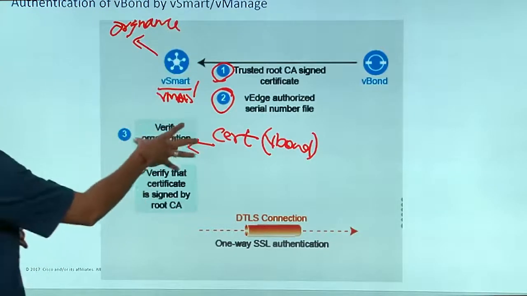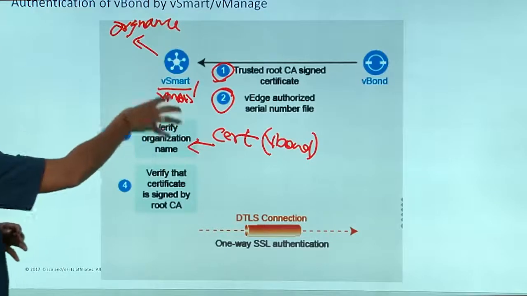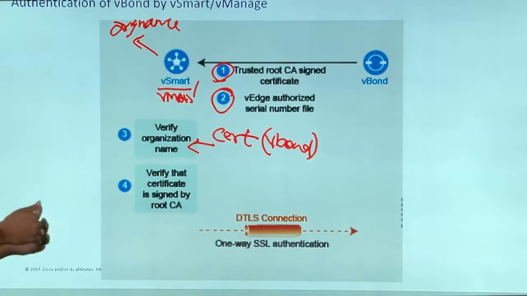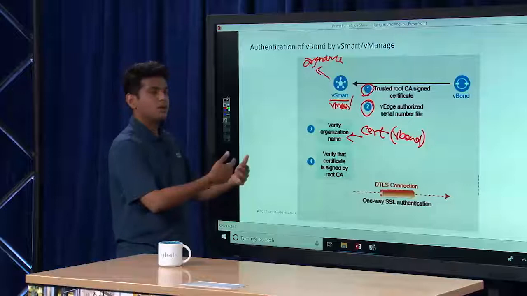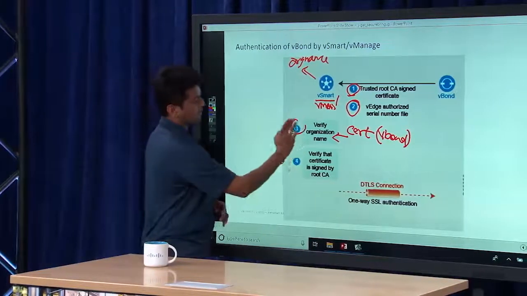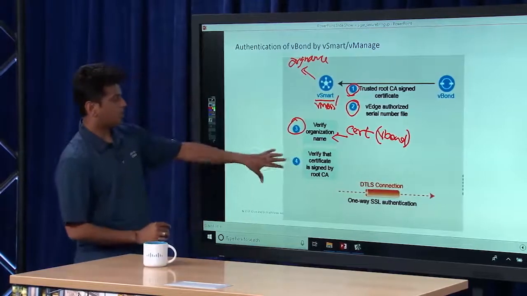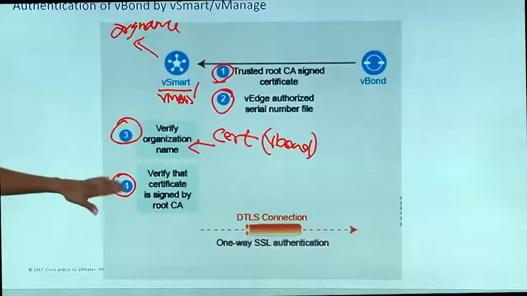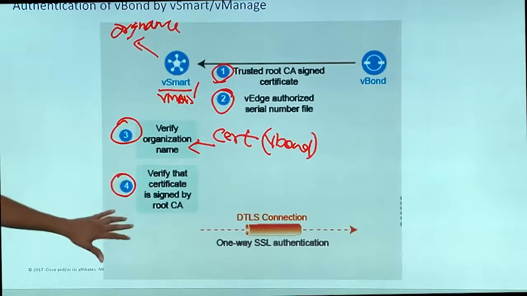If the vBond's certificate's org name matches with the vSmart's org name, that is the first, or one of the levels of authentication that, hey, this seems to be the right vBond I'm talking to. Let me validate him further. That's step 3. Now moving on, the last of the steps would be to verify that the certificate is signed by the root CA.